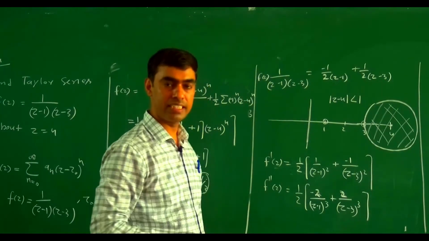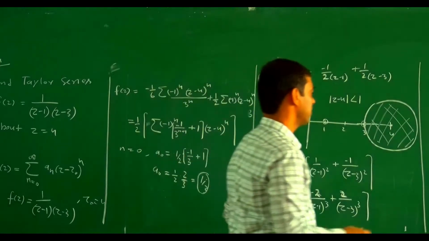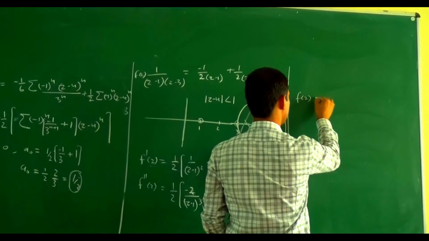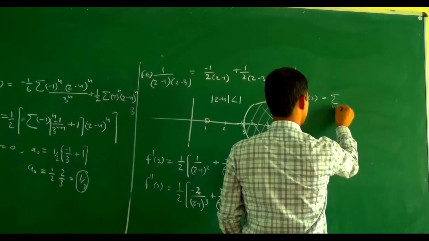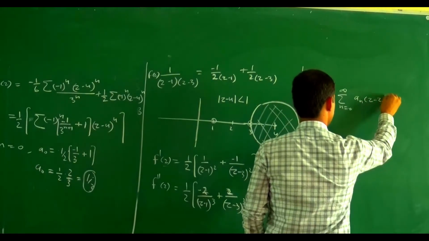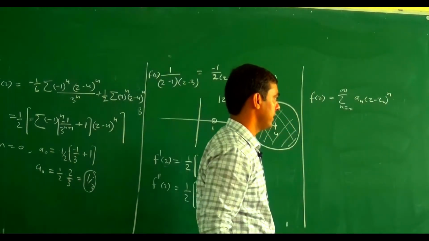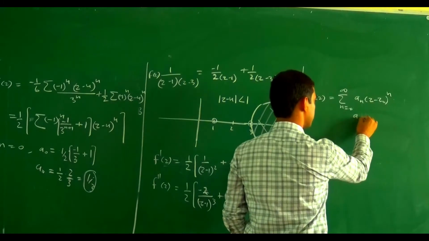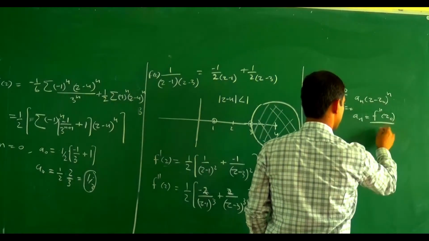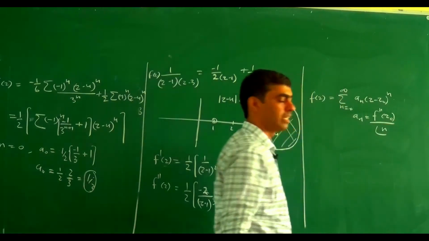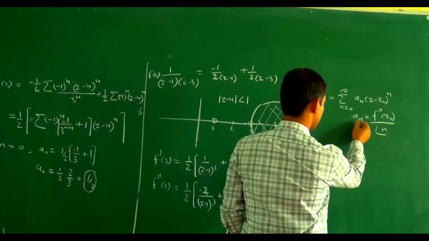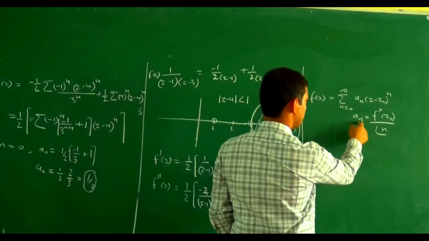So what is the Taylor series expansion in terms of a derivative? In terms of a derivative, the Taylor series expansion is f(z) equals summation n equals 0 to infinity a_n (z minus z0) to the power n, where a_n is f^(n)(z0) divided by factorial n. So here, what is the value of a_n? a_n is this one.